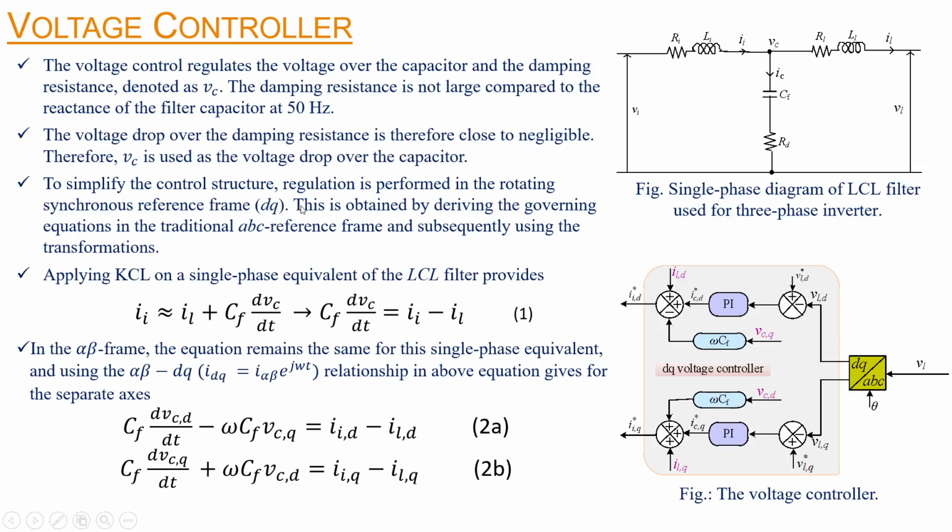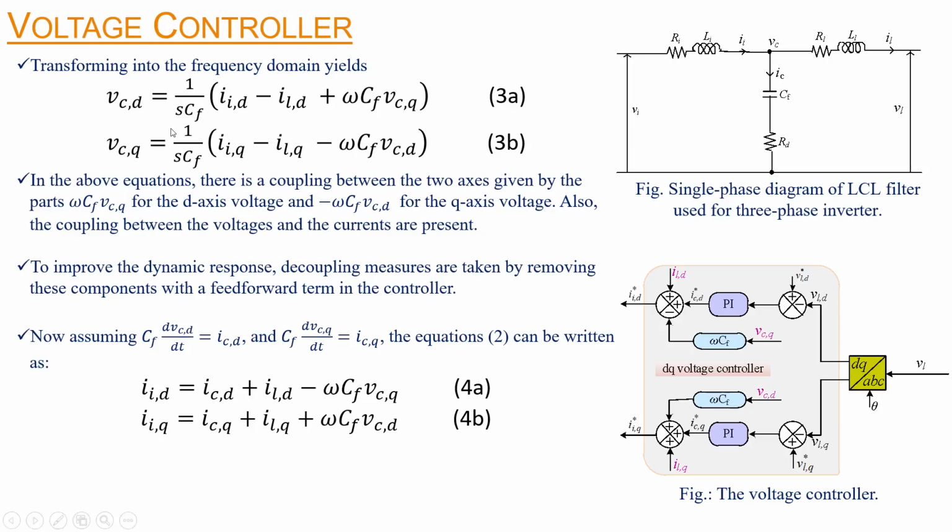To simplify the control structure, regulation is performed in the synchronous reference frame, the DQ axis. This is obtained by deriving the governing equation in the traditional ABC frame and subsequently using the transformations. So we apply KCL on the single phase equivalent of the LCL filter. The inverter current is equal to the load current or grid current plus the current through the filter capacitors. In the alpha beta frame, that is a stationary reference frame, the equation remains the same for the single phase equivalent, and using the alpha beta to DQ transformation, we get separate equations in the DQ axis.